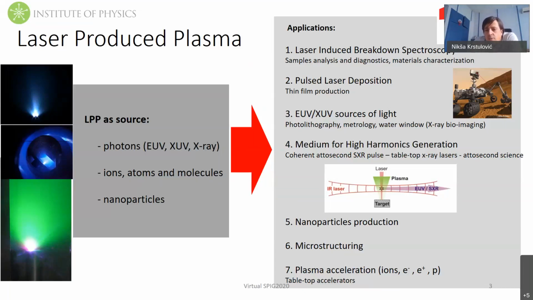Then plasma can be a very interesting source of EUV radiation for development of next-generation photolithography, where instead of using a laser, when we use EUV radiation, then the resolution of printed structures can reach the sub 10 nanometer range. Plasma can also be used as a medium for generation of high harmonics for development of tabletop X-ray attosecond lasers, as a source of nanoparticles for microstructuring, and as tabletop accelerators.